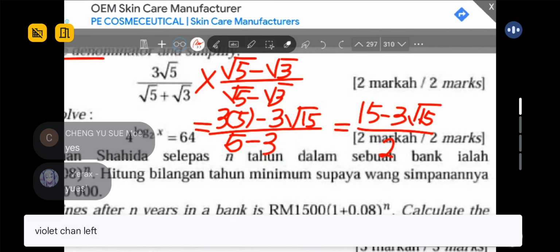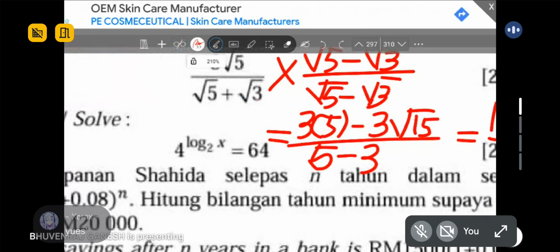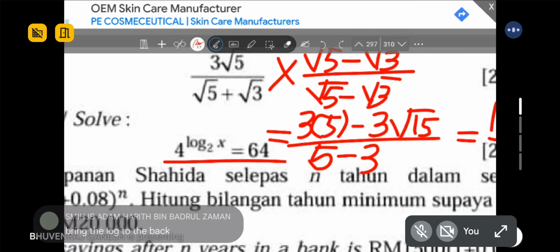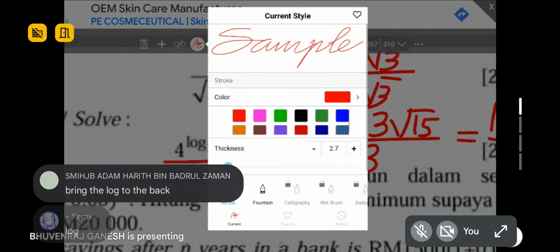Okay, next one. Okay, this question nice, guys. Can you all tell me, how do you solve this? They ask you to solve for your x. So how? Think and see. Very simple actually. But what must you do over here to solve for x?